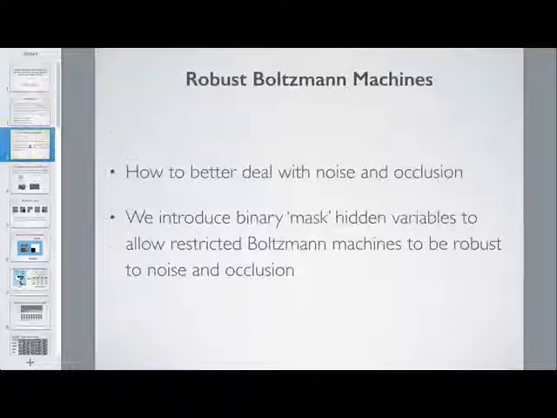For the robust Boltzmann machine, the question is, how do we better deal with noise and occlusion? This is relevant to lots of recognition problems, because the scene in our environment is often very cluttered with occlusion. Anything you see could be partially occluded. There could also be noise in the environment, for example due to illumination variations and so on. So how do we handle that?